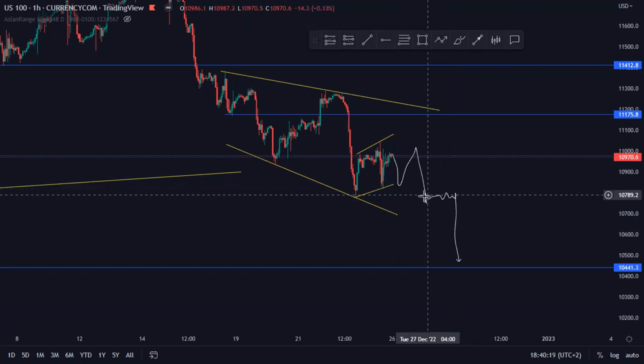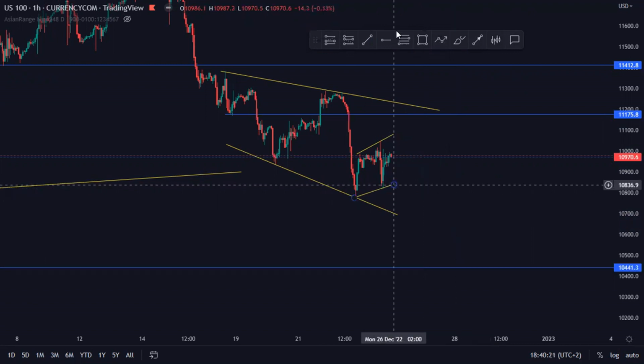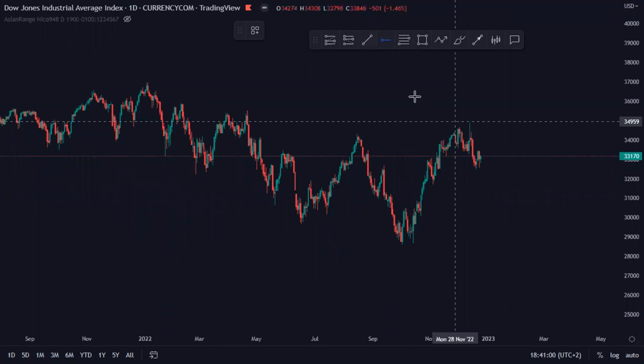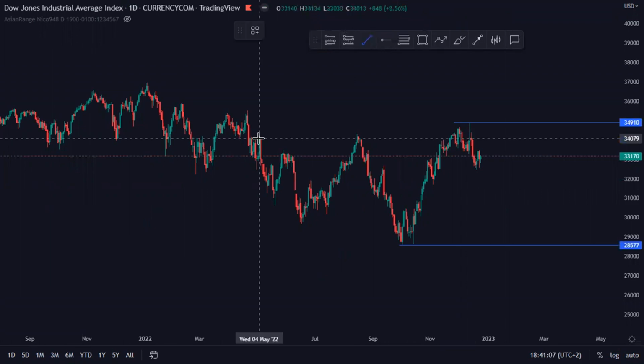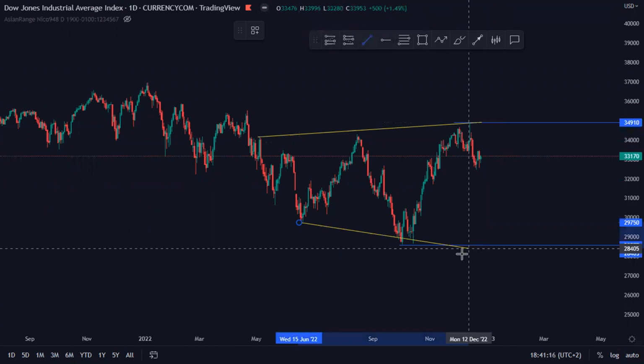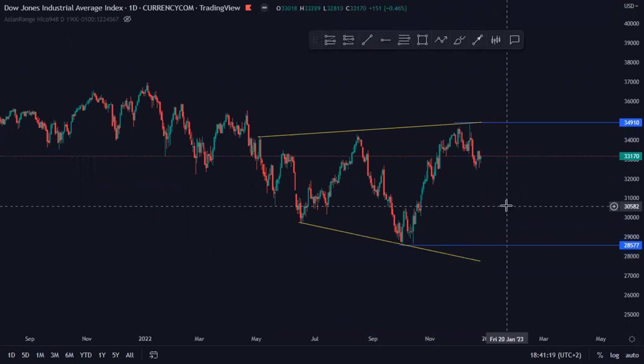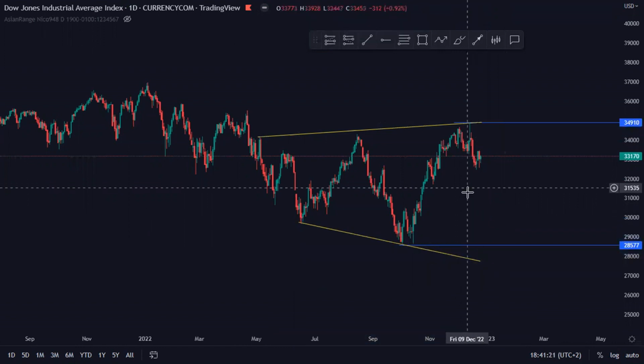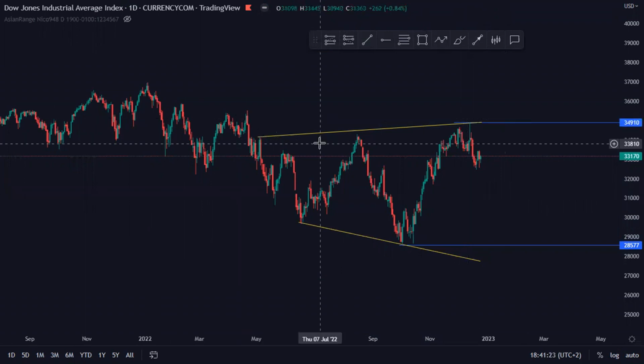Other than that, let's quickly dive onto US30. Now we have a recent higher high there. Our recent lowest still remains the same. Our pattern is still the same thing. So we can just wait for price and see how it will play out.